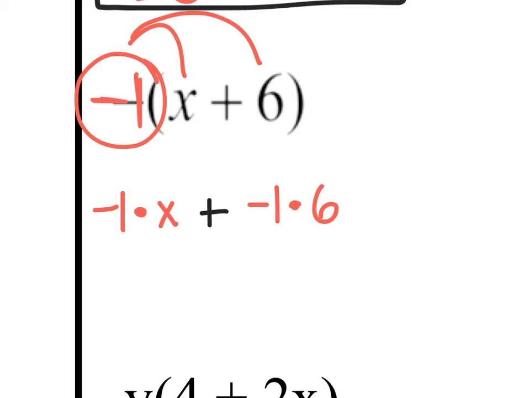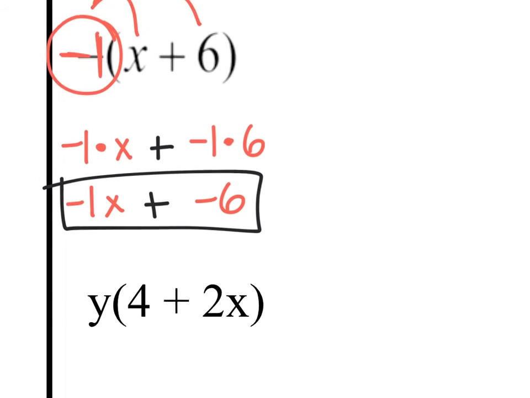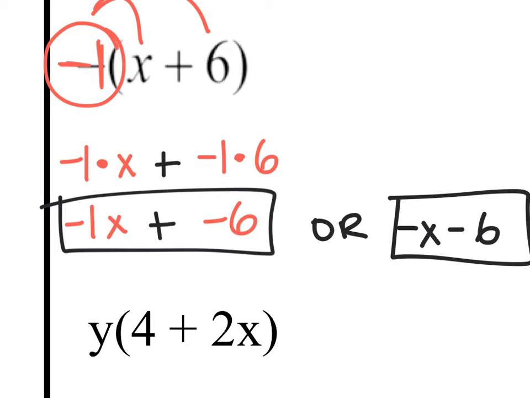Go ahead and simplify that and actually multiply those out. That will give me -1x, and -1 times +6 is -6. I'm going to add these terms together. That's my final answer. You could write this another way. You could say this is the same thing as -x minus 6. They mean the same thing.